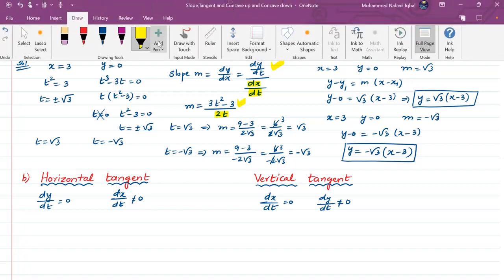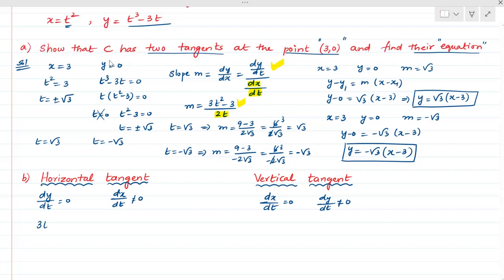Now I will take the same thing. Here we put dy over dt, which is equal to 3t square minus 3, equal to 0. When I substitute this, 3t square is equal to 3, t square is equal to 1, t is equal to plus or minus 1. When I substitute in the x and y, you will get the points where the tangent is horizontal.